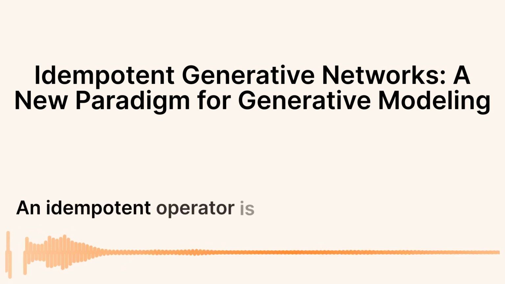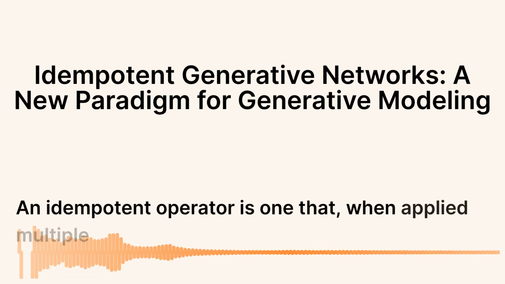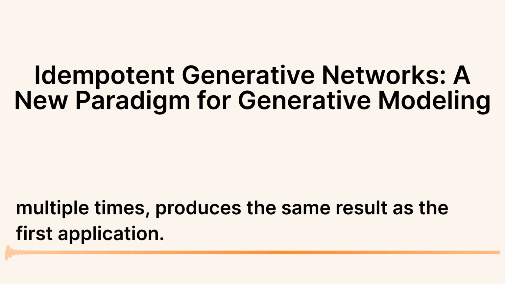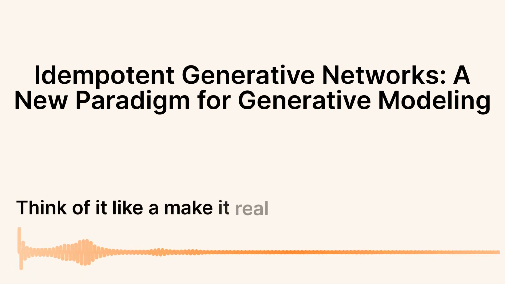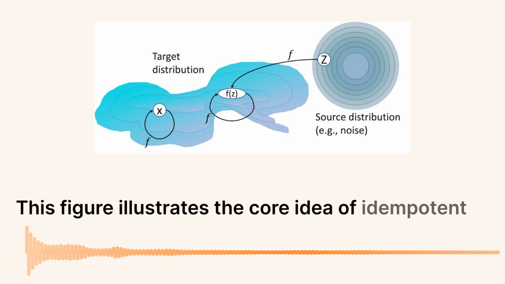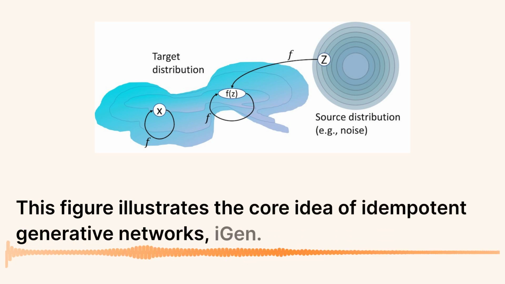An idempotent operator is one that, when applied multiple times, produces the same result as the first application. Think of it like a "make it real" button for images. This figure illustrates the core idea of idempotent generative networks, IGN.